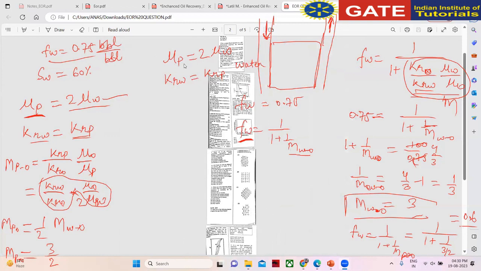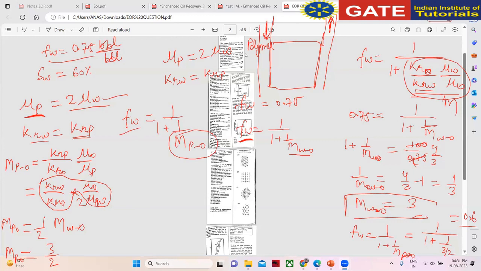So he says that when you replace water with polymer, you inject polymer here. Now FW will change because your mobility ratio will change, since water is replaced by polymer. So now you calculate the mobility ratio of polymer and oil.